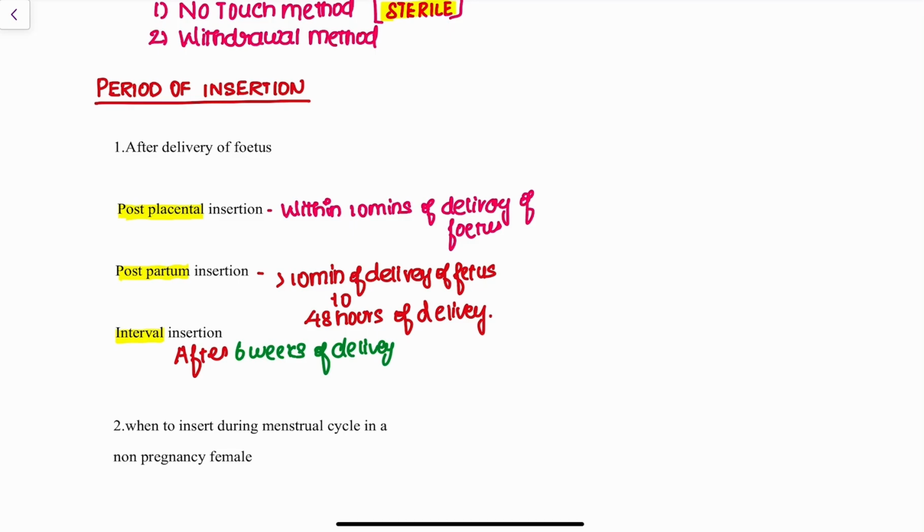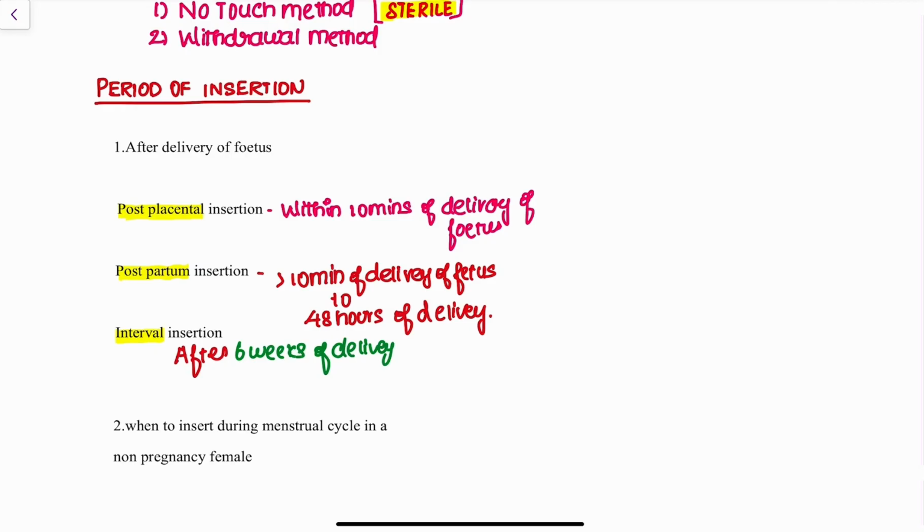So during that period, you cannot insert the intrauterine device inside the uterine cavity, because it has to be ensured that it is properly inserted inside the uterus for it to be very effective, and you need to reduce the failure rate as well as the rate of expulsion of these devices.